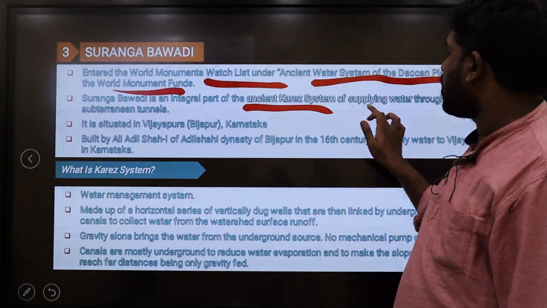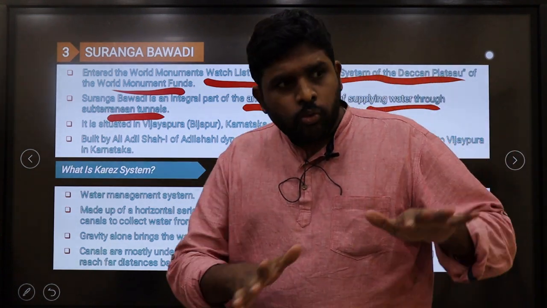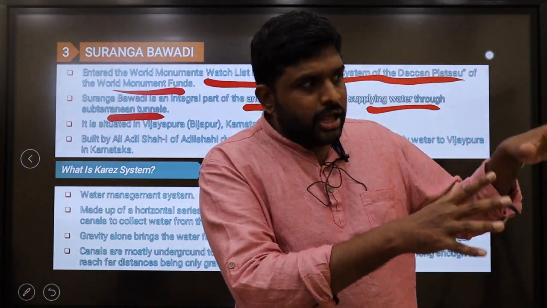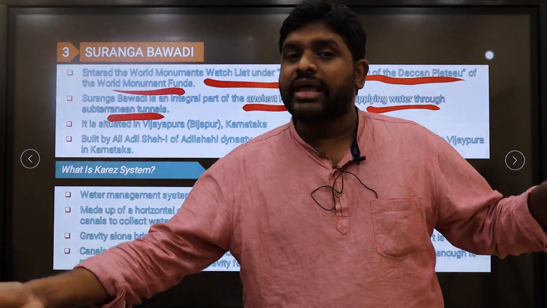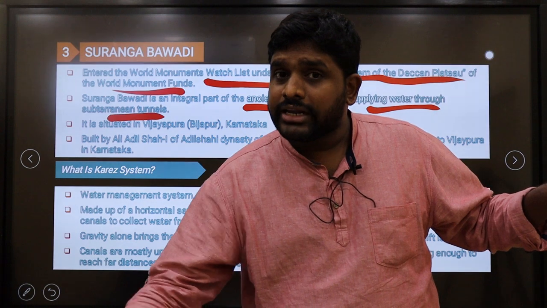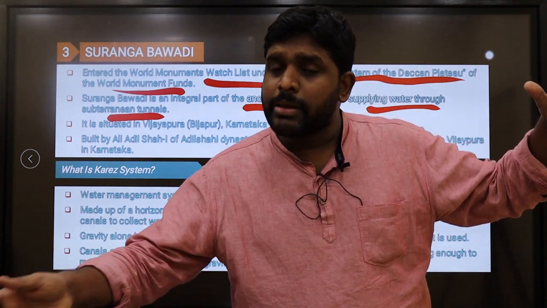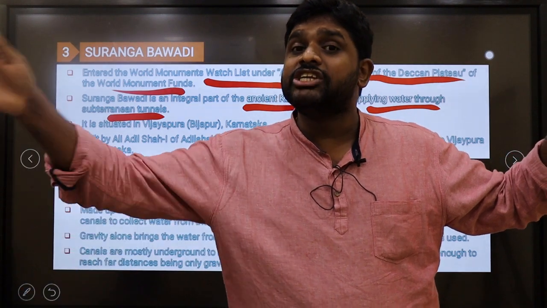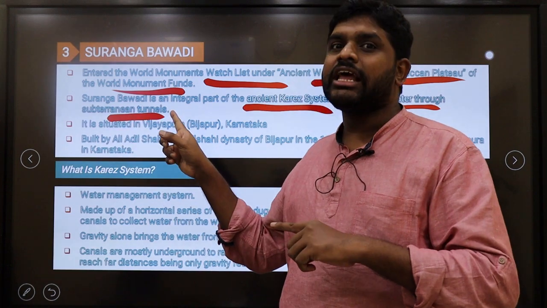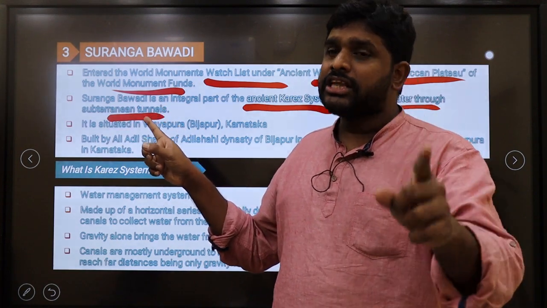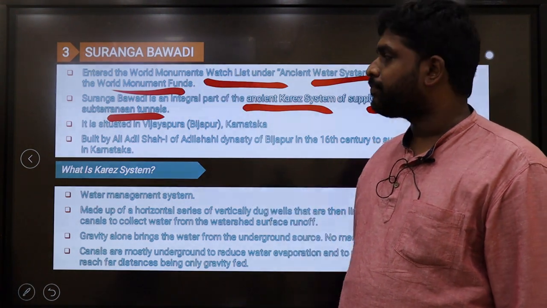What is this carriage system? Supplying water through subterranean tunnels. So, water will be stored in a well. From that well, we will be constructing underground horizontal pipelines. From this particular well, the water will be taken and pumped for irrigation into different agriculture fields. That modern irrigation system was present in ancient India. That's why it is being entered into the World Monuments Watch List.